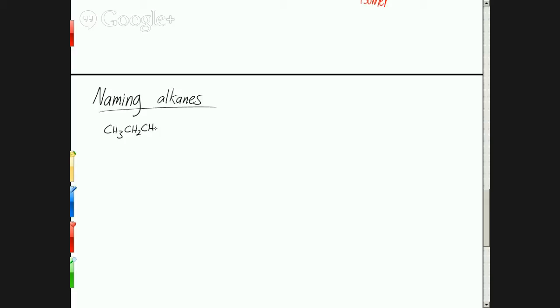So if I give you something like this, you say, okay, that's 4 carbons in a row. That's called, anybody remember? Butane. That's it for that one. That's its name, butane.